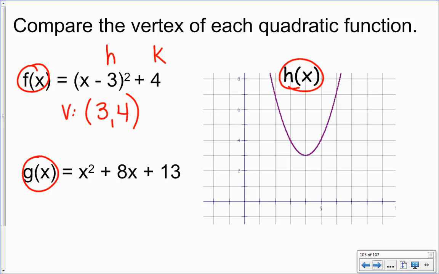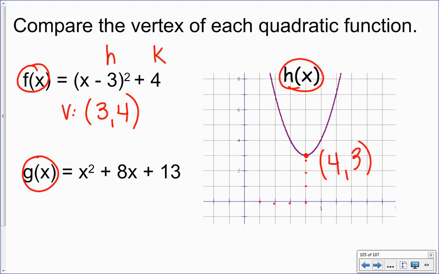Okay, now I'm going to go ahead and skip over to my h of x, my graph. Vertex is that low point. So here's my low point right here. And that's going to be, I'm over 1, 2, 3, 4, up 1, 2, 3. So that one has a vertex at 4, 3. Okay, now remember, we technically haven't answered the question yet. We technically haven't compared them. All we've done so far is find them.